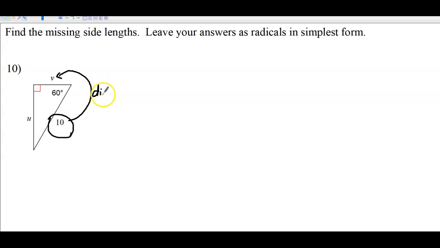Dividing by 2. So if I take 10 and I divide that by 2, what do I get? Well, you guys know that's 5, right? So I'm going to put a 5 right there. Now the last thing I need to do is I need to find my long leg. Well, I can get from my short leg to my long leg if I do what? If I multiply it by the square root of 3.